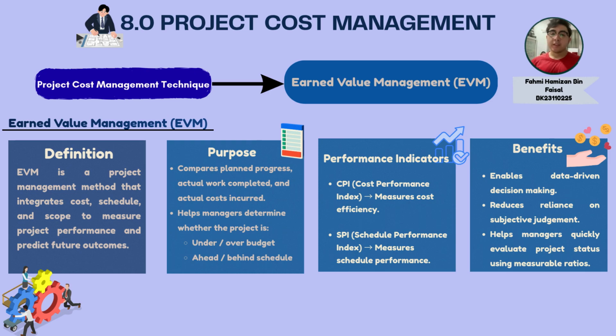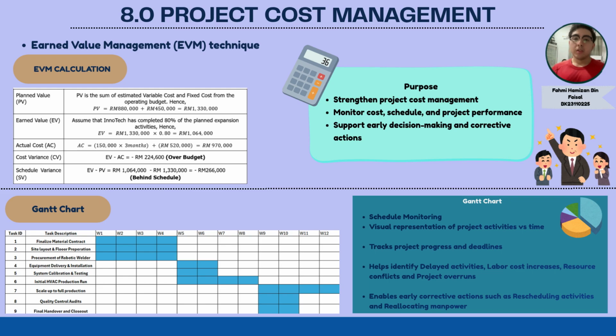Moving on to the next section, which is project cost management, where we will look at how the execution of our project is tracking. To achieve an accurate status update, we implemented Earned Value Management, EVM. Instead of just tracking expenses, this method helps integrate cost, schedule, and scope into unified metrics. By comparing what we planned to achieve against what we have actually completed and spent, we can objectively see whether the project is under or over budget and ahead or behind schedule, using clear mathematical ratios like the CPI and SPI. By looking at the EVM calculation and the Gantt chart, our baseline planned value for the project is about 1.33 million, combining our fixed and variable budgets.